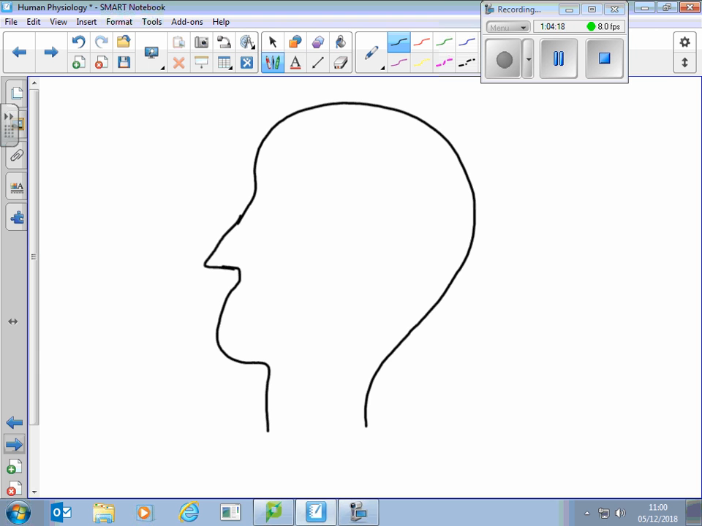Obviously, inside the head, we've got the skull. The skull has got two parts to it. We have the brain box, or cranium, and we have the face stuck on the front of that. So the facial bones are on the front of the cranium. We're not concerned about the facial bones here, the ones that form the eye sockets and the nose and the jaw and all that.